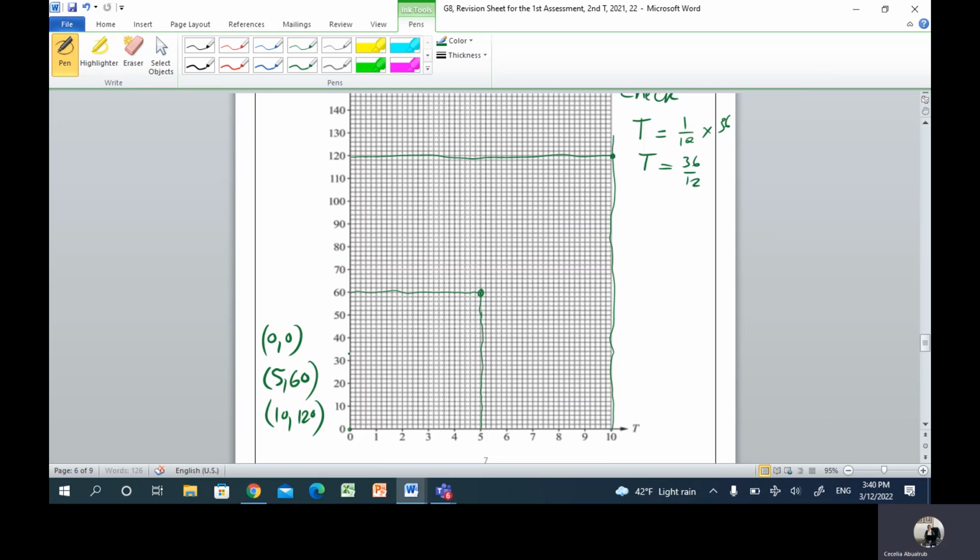You just need to grab your ruler and draw the line by connecting these points on one line. Of course, I'm using my free hand now. So this line will represent t is equal to 1 over 12 d, or d is equal to 12t. And that's how we draw this line graph.